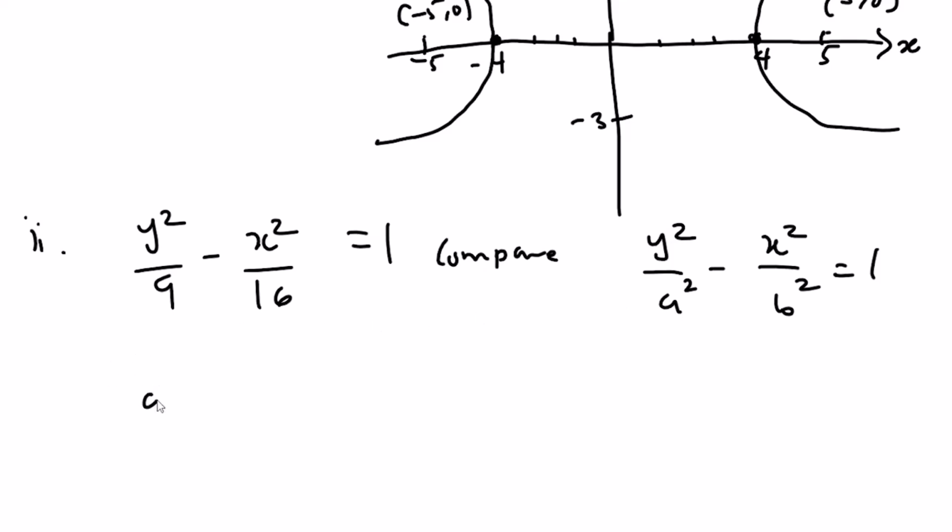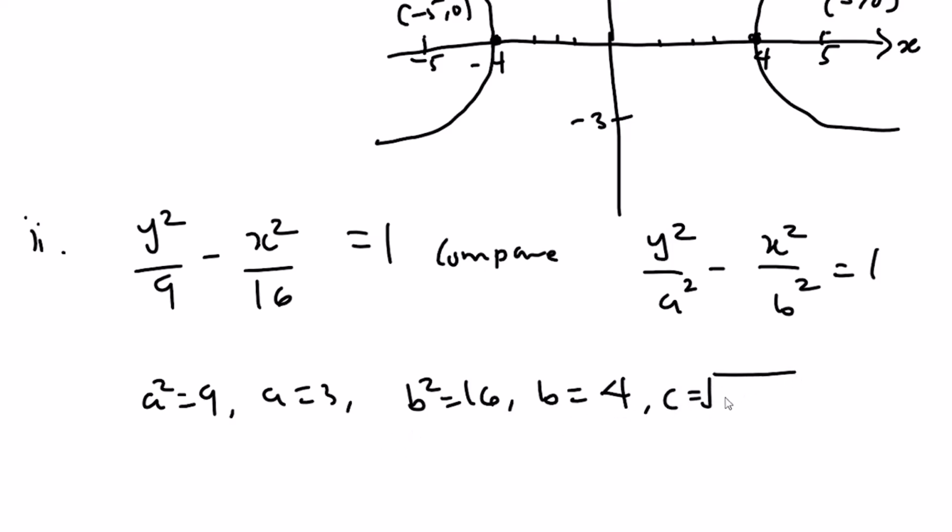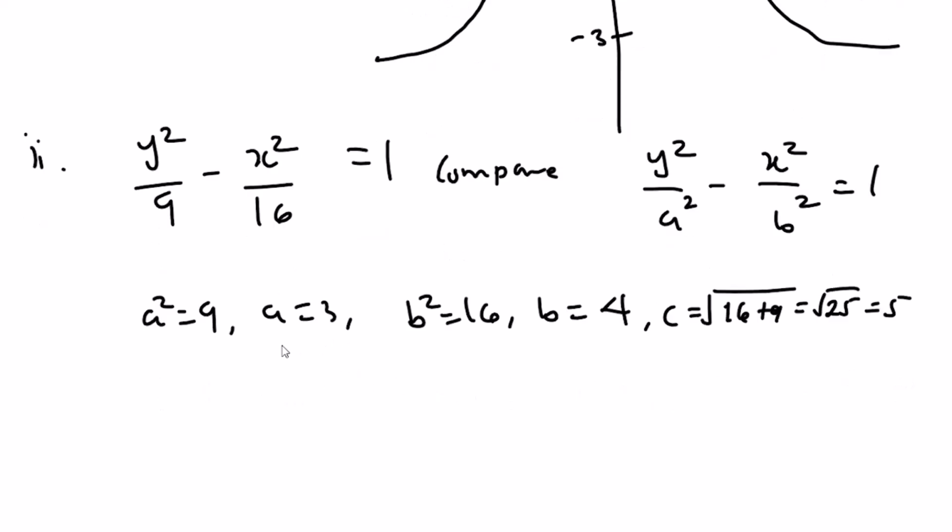So by comparison, our a squared is 9, then it means that our a is 3. And also our b squared is 16, so our b is 4. Then our c will be equal to the root of a squared plus b squared, which is 16 plus 9. Then we get root of 25, which is going to give us 5.